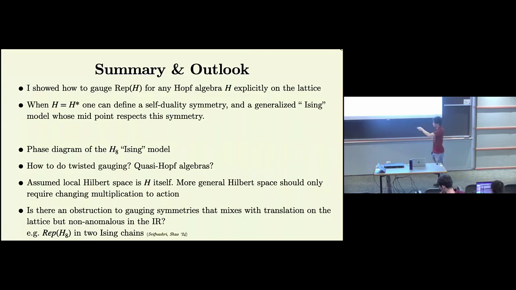Another thing we can generalize is that I assume the local Hilbert space is the Hopf algebra itself. But in principle, we can have it for a lattice model on a more general Hilbert space, where I just need to change the multiplication to some action. And interestingly, this rep H8, because of how I defined it initially, does not mix with translation. But there are other models for which rep H8 mixes with translation, like in the two Ising chain. So they are realized differently in the UV. I can gauge one of these, but I don't know how to gauge the other. So it would be interesting to see if there are any differences in the UV. Yeah. Okay, I'm done. Thank you.